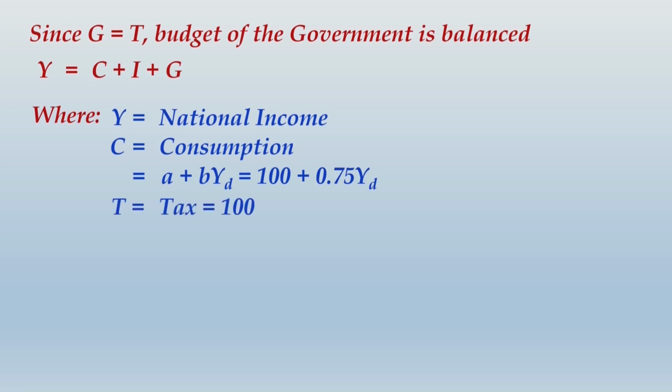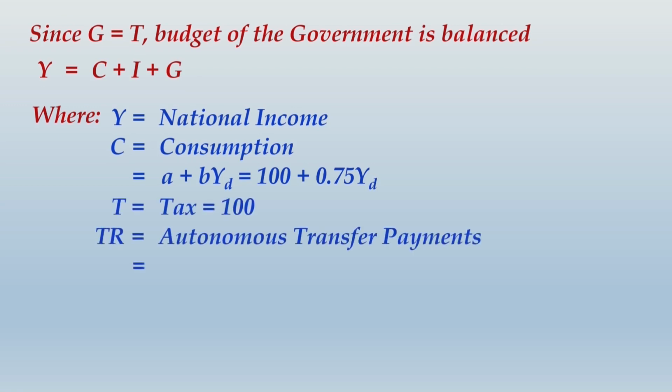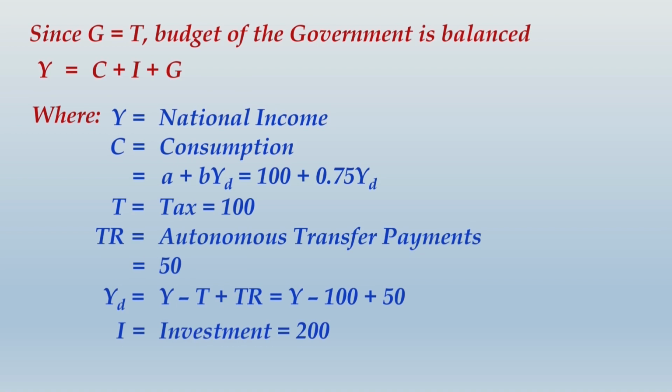So T stands for tax and autonomous transfer payments will be 50. So when you compute YD, it will be Y minus T plus TR. So Y minus 100 plus 50. So investment is given as 200 and government expenditure is given as 100.